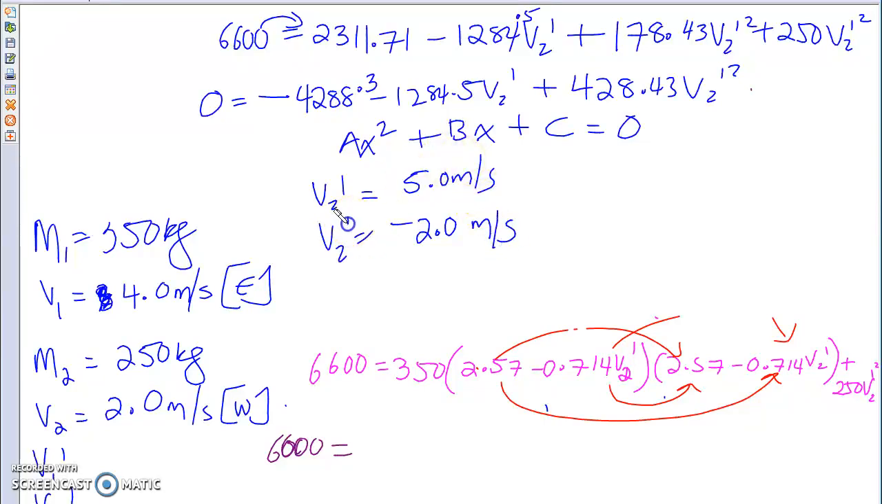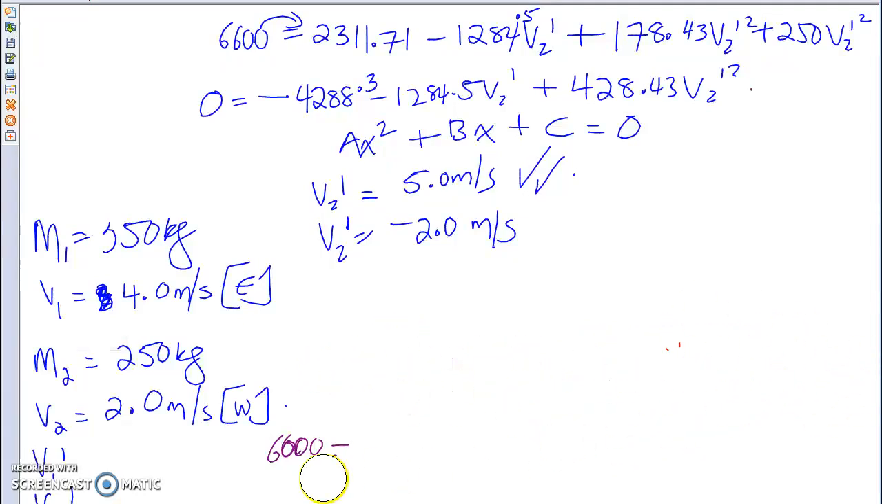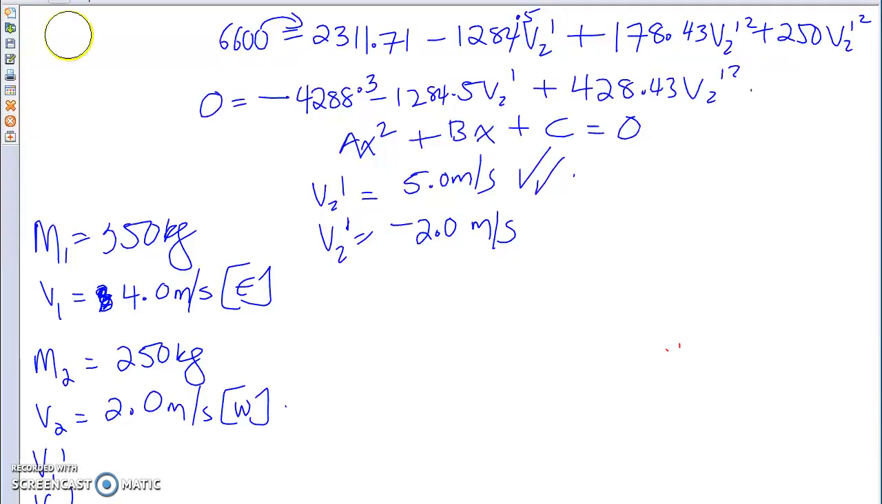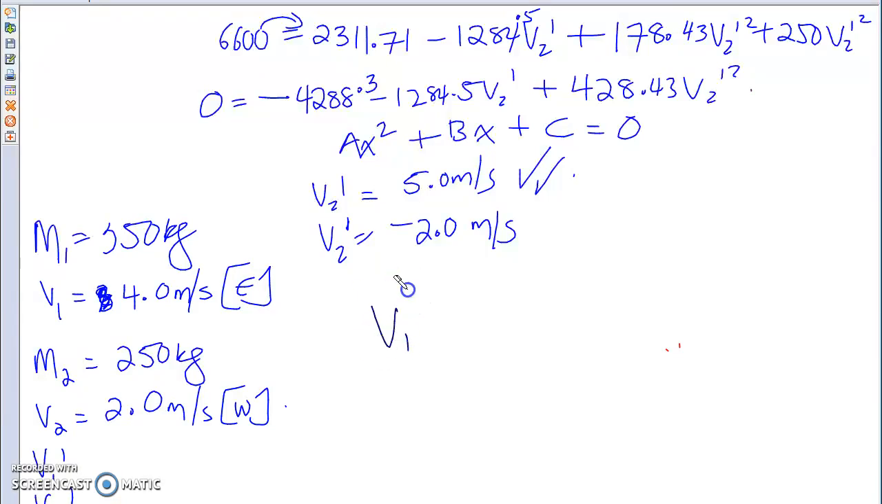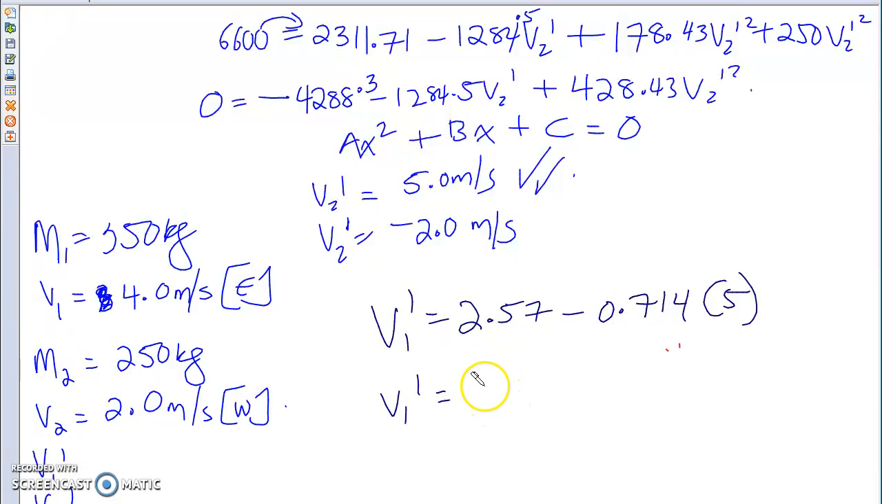Now, for all intents and purposes, we're going to use just the positive value right here. Don't use the negative value. And then we are going to plug into our equation that we had from the beginning, that equation being V1 prime. So V1 prime equals 2.57 minus 0.714 times 5. And what do you get for V1 prime? What is the answer now? Negative 1.0 meters per second.